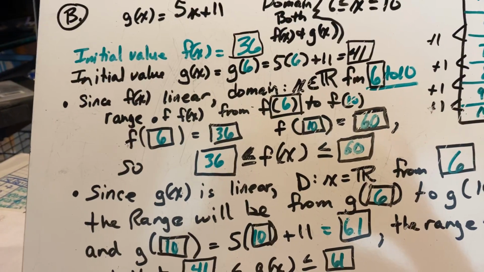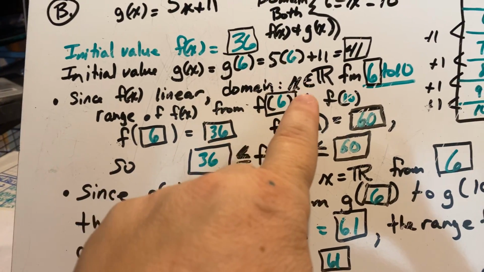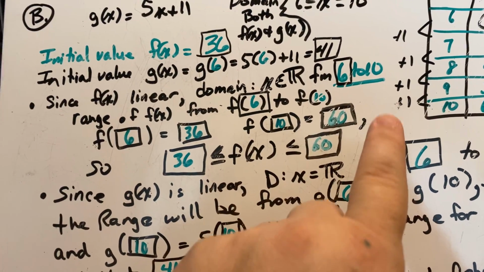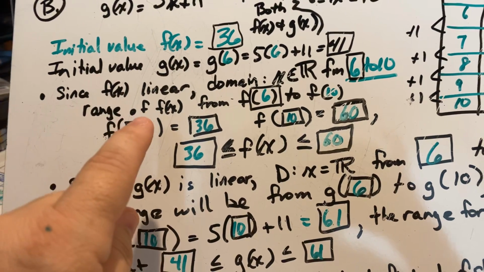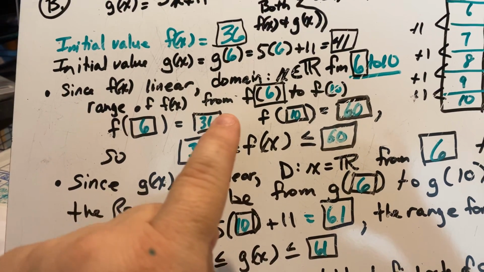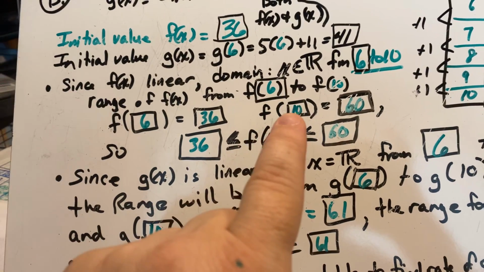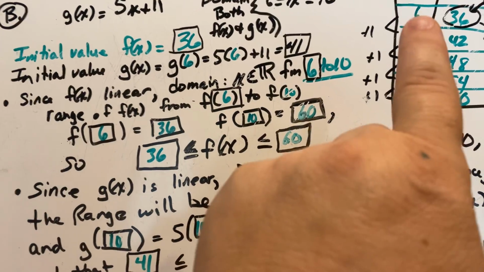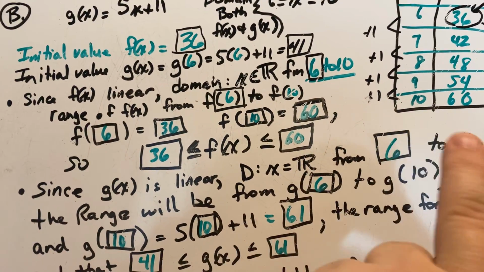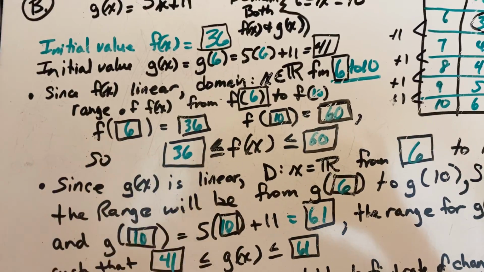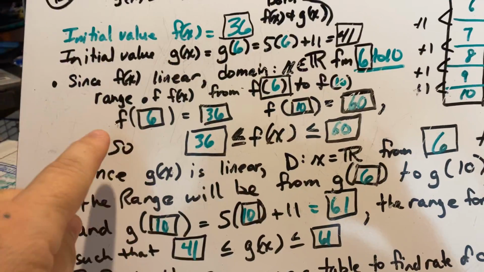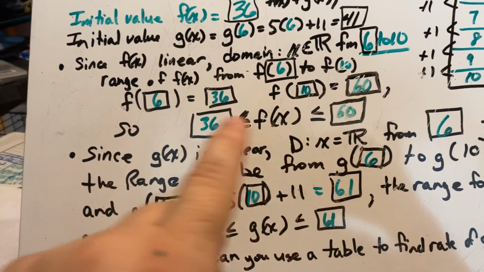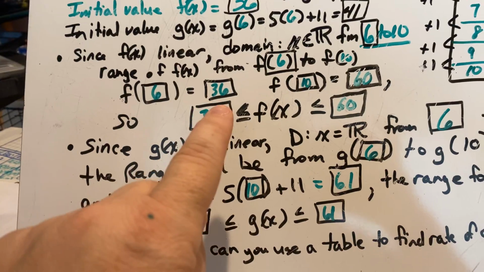Now, since f of x is linear, the domain is x is an element of the real numbers from 6 to 10. The range of f of x will be from f of 6 to f of 10. Okay, and again, those are what they want next. So f of 6 is 36, f of 10 equals 60.